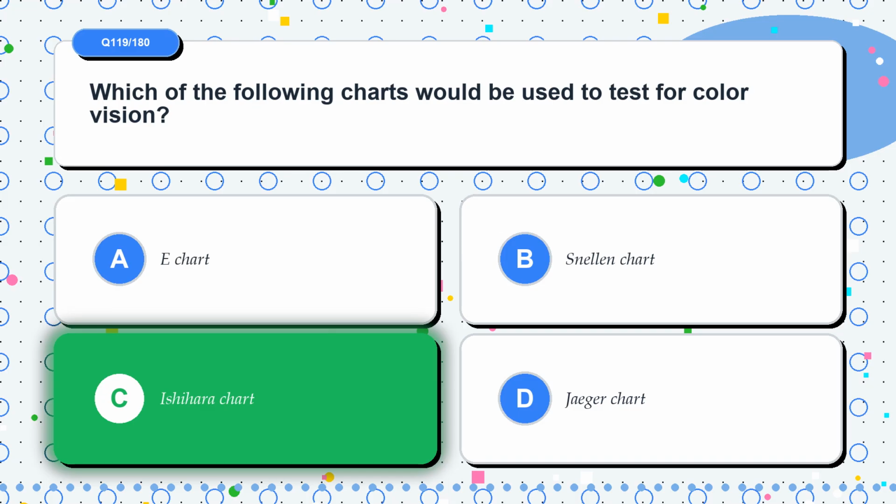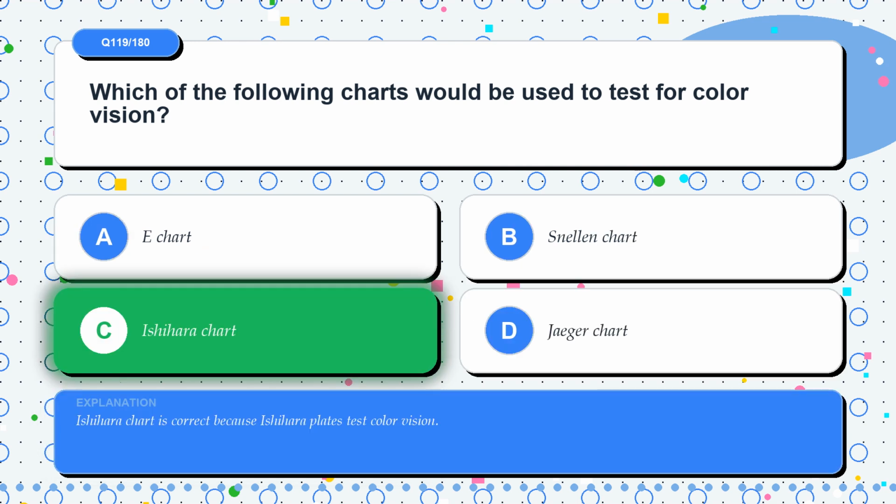The correct answer is option C, Ishihara chart. Ishihara chart is correct because Ishihara plates test color vision.